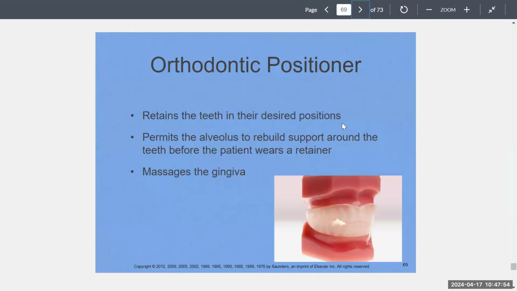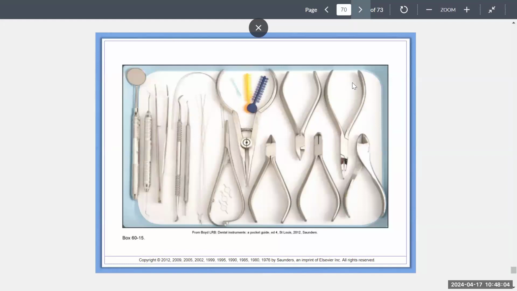Okay, orthodontic positioner, it retains the teeth in their desired position, permits the alveolus to rebuild support around the teeth, and it also massages the gingiva. Pretty thick. All right, this is how a tooth setup looks.